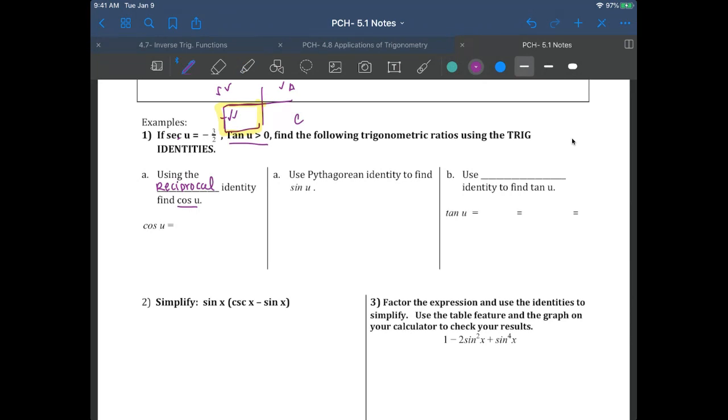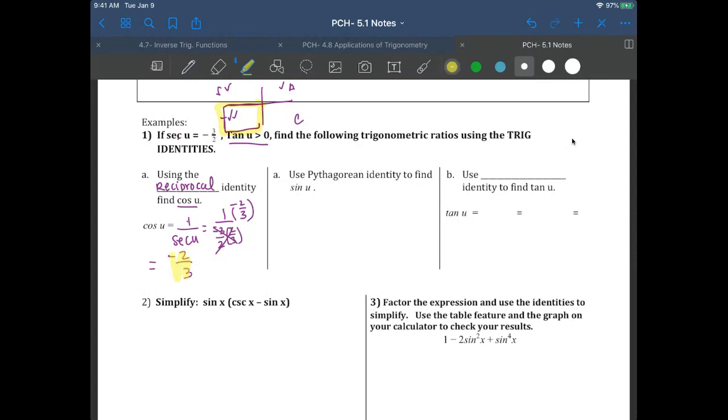So we're going to use the reciprocal identity to find the cosine of u. The reciprocal to cosine would be 1 over secant of u. And we know that secant of u is negative 3 over 2, multiplied by the reciprocal, 2 over 3. That cancels, and we get negative 2 over 3.